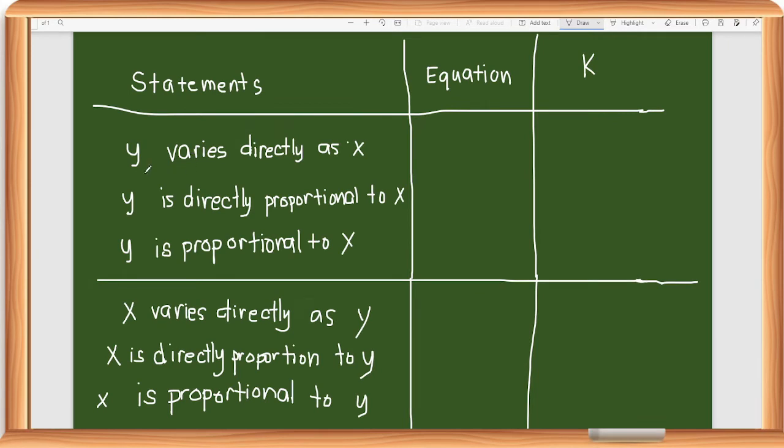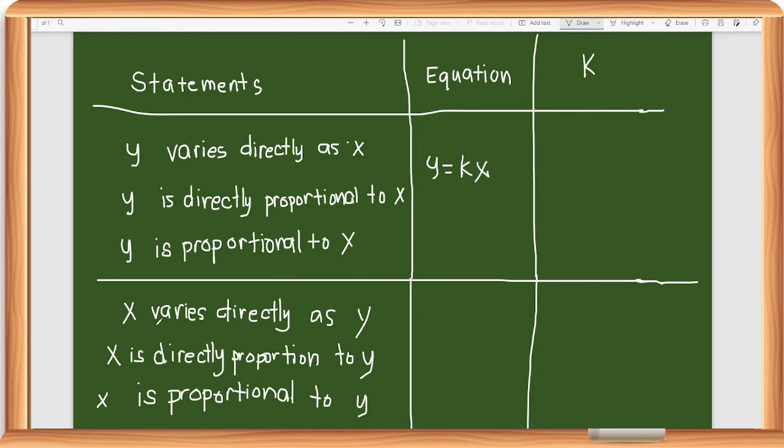statement na pag sinabi nating y varies directly as x, or y is directly proportional to x, or y is proportional to x, basta may nakita kayong ganyan statement, that means ang equation mo dyan is y is equal to kx.